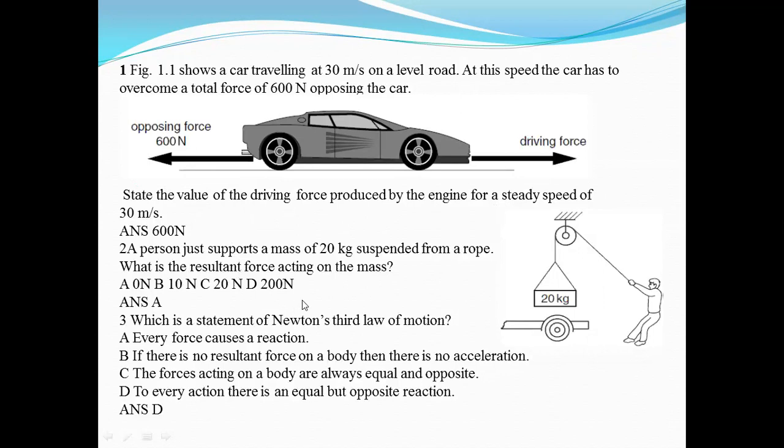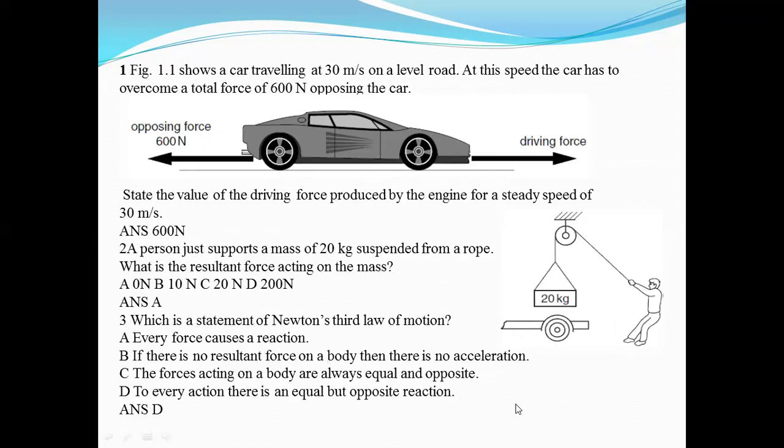Question number 2. A person just supports a mass of 20 kg suspended from a rope. What is the resultant force acting on the mass? It will be 0. The weight is the downward force, and the force exerted on the rope is the tension. So tension and the weight will be equal and opposite. If they are equal and opposite, the resultant force is 0. The correct answer is A.